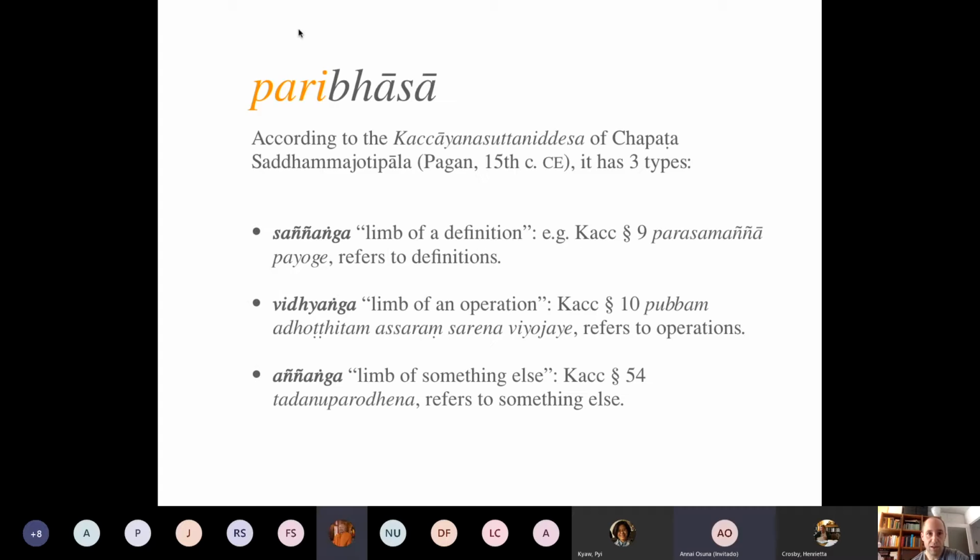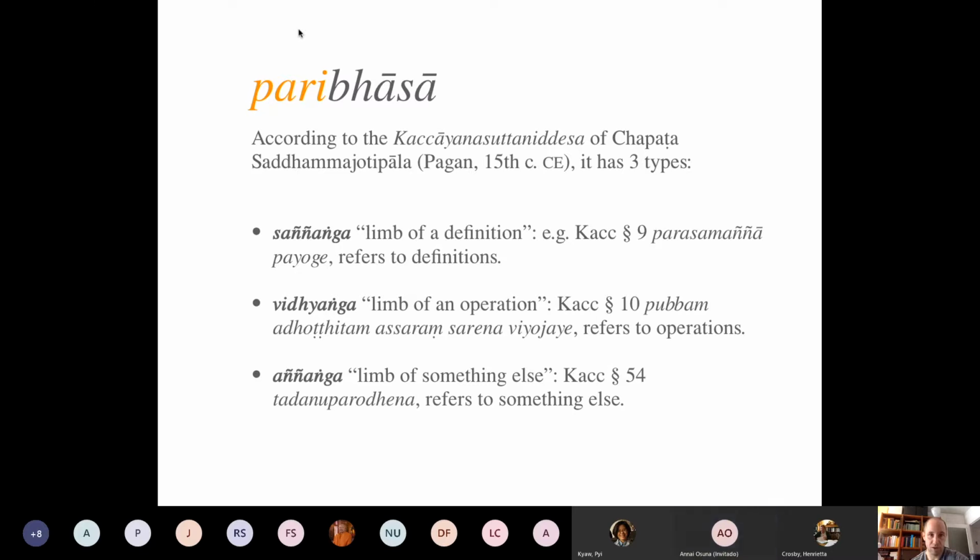So in some commentaries, like the Kaccāyana Suttanirdesa of Chapata Saddhammajotipala, three different types of paribhasas are distinguished. And see that here he distinguishes between Sanyanga, Vidyanga, and Anyanga. This classification is not very common. Actually, I just remembered it when I was preparing the slides. I didn't remember that there was this threefold classification of paribhasas, but it's there. And what's more important here, in my opinion, is the fact that he calls these paribhasas angas.